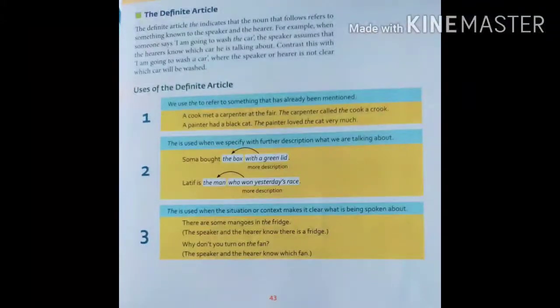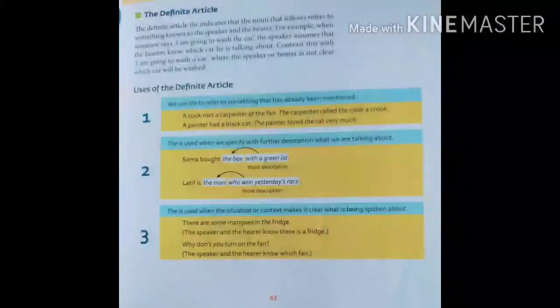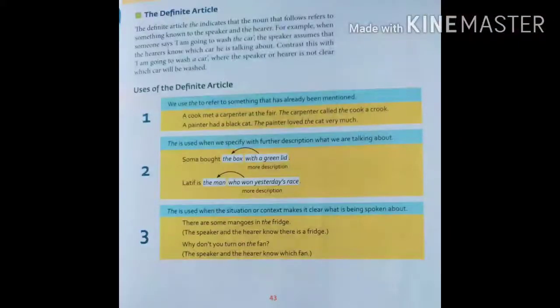We use the to refer to something that has already been mentioned. A cook met a carpenter at the fair. The carpenter called the cook a crook. A painter had a black cat. The painter loved the cat very much. I hope you have understood the example.